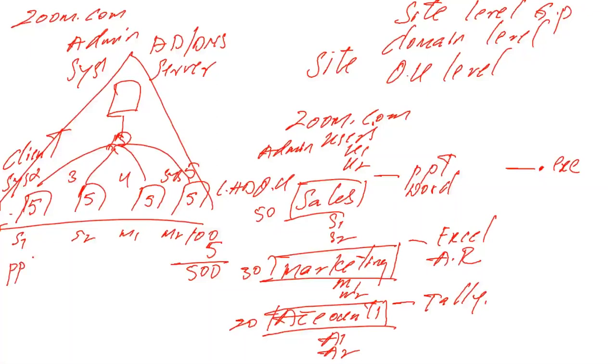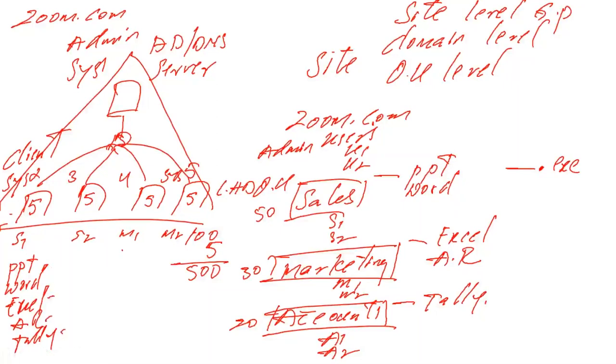S1 belongs to sales, PowerPoint and Word. As an S1 user, can they access these or not? But after my job is done, again as an S1 user, if I go to start programs, can you find other department applications also? Yes, Excel is also available, Adobe Reader is also available, and Tally also. So it means one department user has the right to access other department applications.